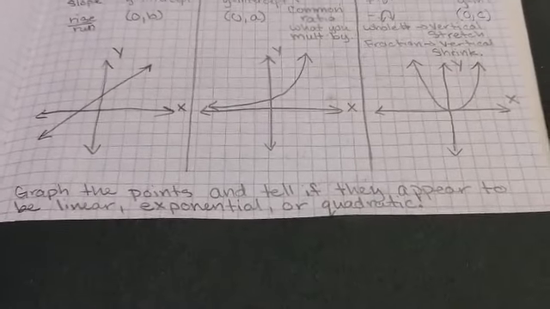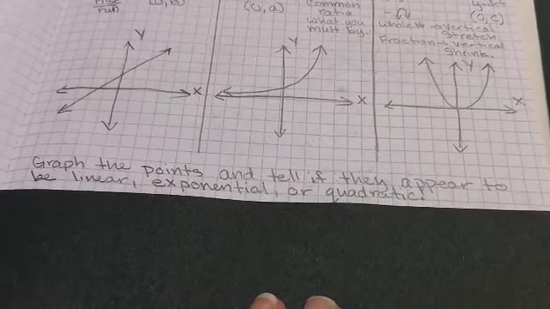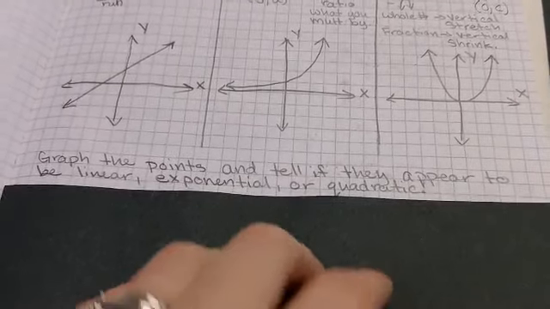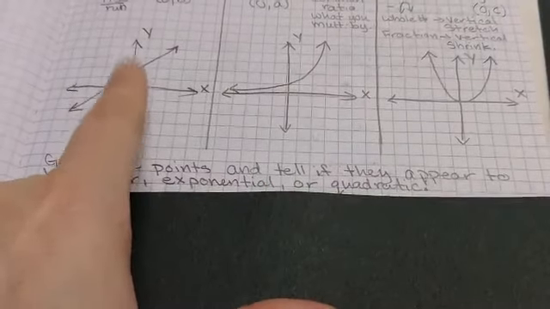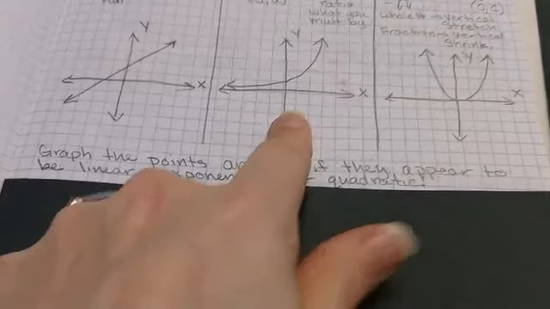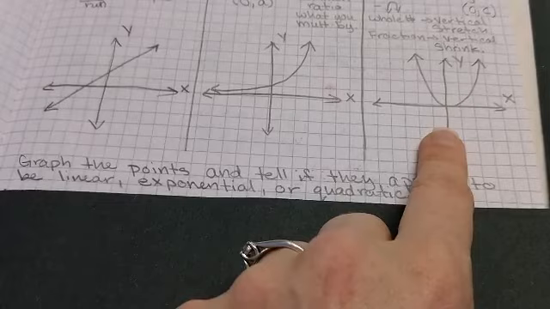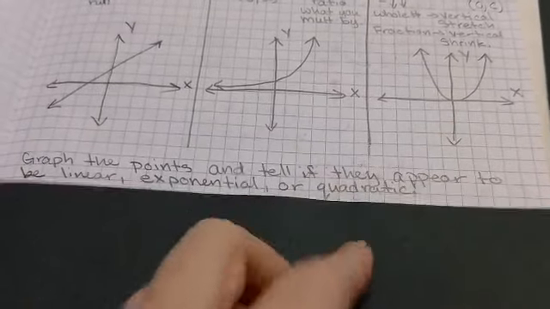So the first thing that we're going to do is we need to graph the points and tell whether they appear to be linear, exponential, or quadratic. So remember, linear is going to form that line. Exponential is going to form the kind of J shape or the curve. And then our quadratic is going to form our parabola, our U shape.